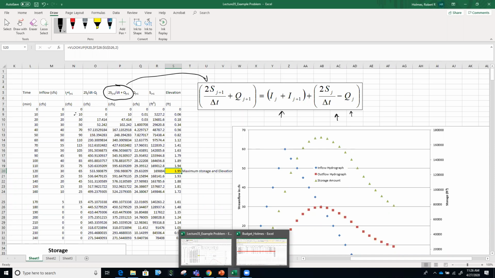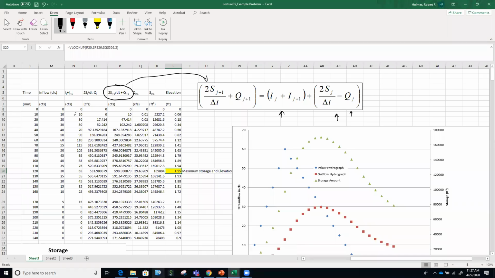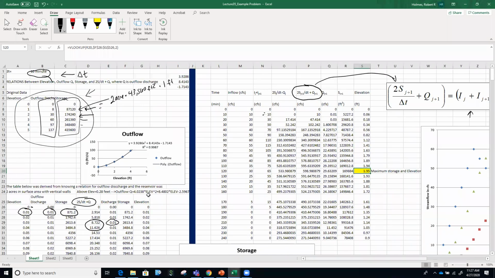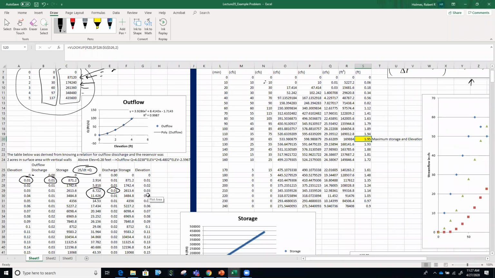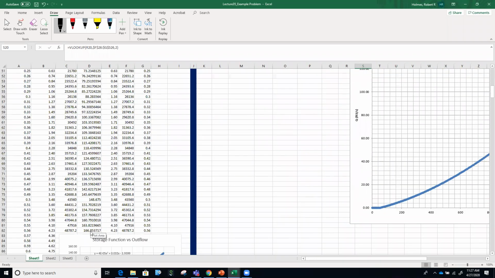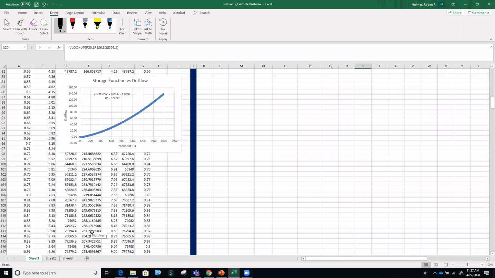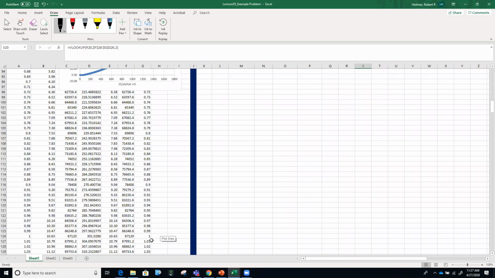Dr. Holmes? Yes. So I was looking over the first table with the elevations, the outflow discharge, and the storage. And I know that the elevation and the discharge outflow is kind of like an interpolation from the original data. What I'm confused about though is for your 1 foot elevation, your outflow is 10.63, but shouldn't it be 8 if it's an interpolation?